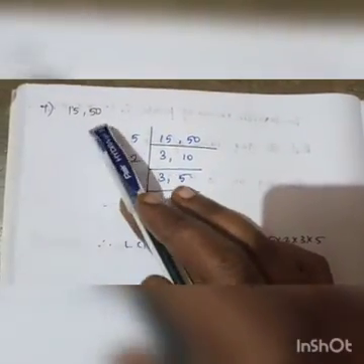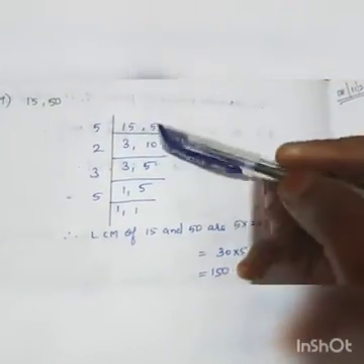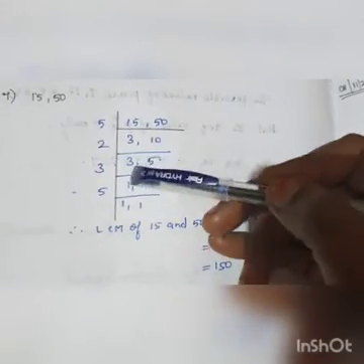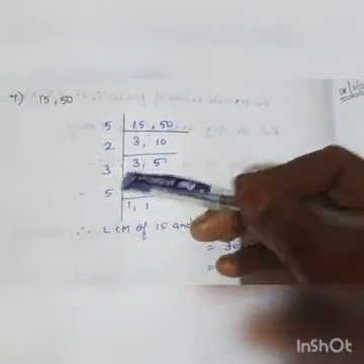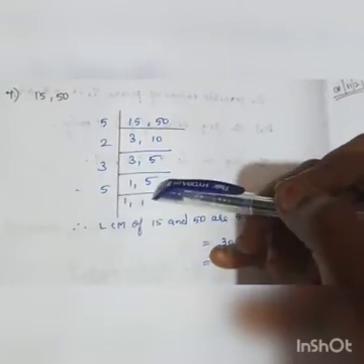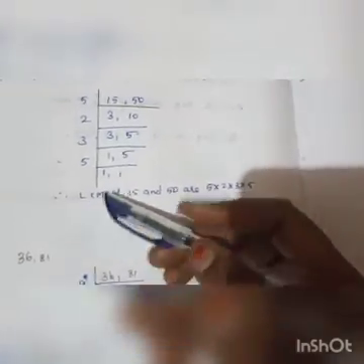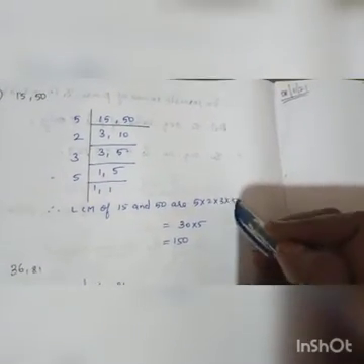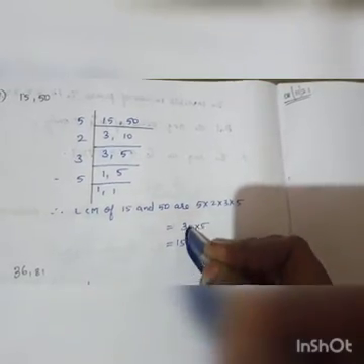Next one, 15 and 50. Both 15 and 50 are in the 5 table. In the 5 table, 15 is 3 times, 50 is 10 times. In the 2 table, 3 does not come, so 3 remains 3. 10 in the 2 table is 5 times. In the 3 table, 3 is 1 time. 5 remains 5. In the 5 table, 5 is 1 time. All are 1, stop the division. Therefore the LCM of 15 and 50 is 5 into 2 into 3 into 5. 5 twos are 10, 10 threes are 30, 30 into 5, 5 threes are 15, and a 0, so 150 is the answer.